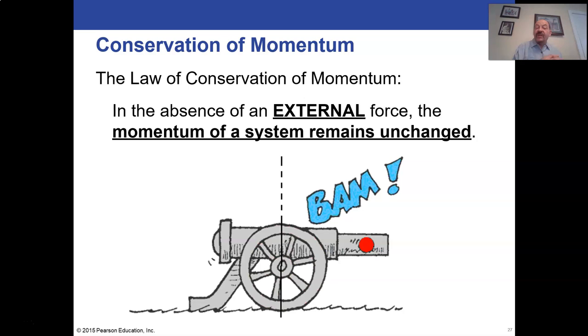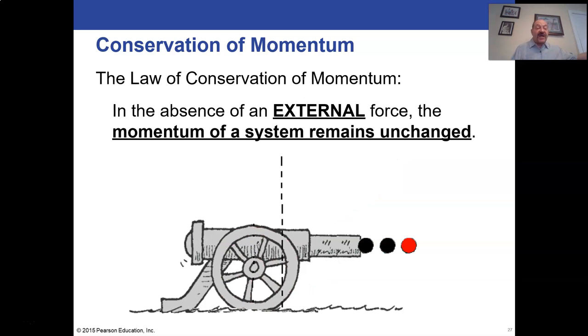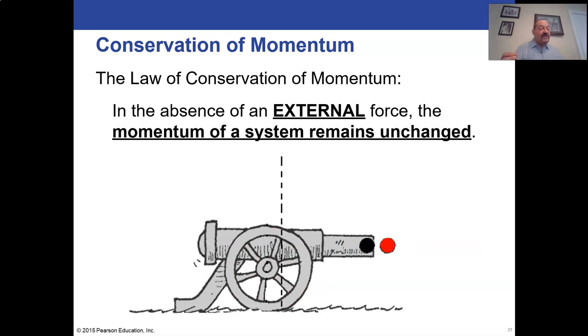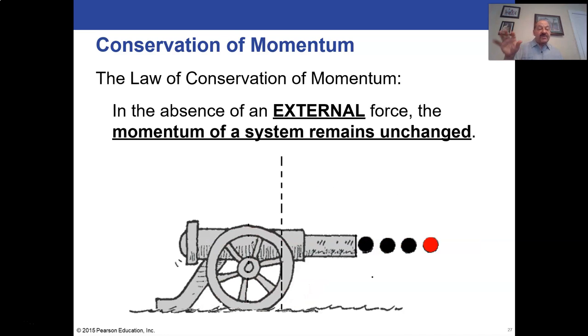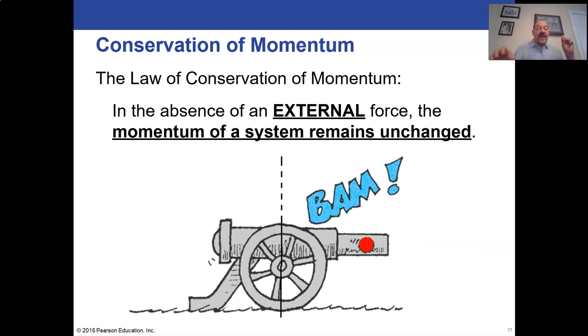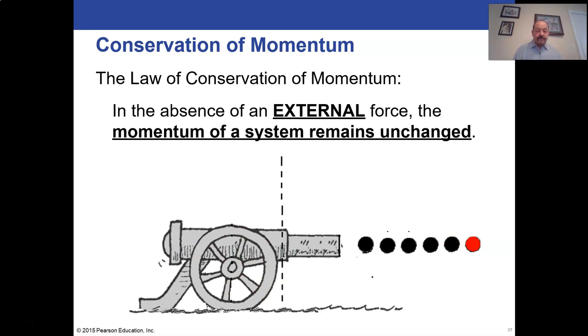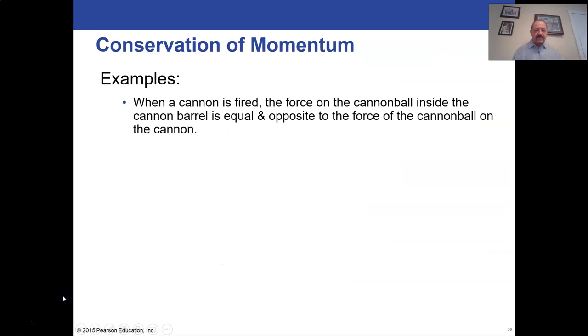The little cannonball with low mass ends up with huge velocity coming out, and the cannon with big mass ends up with small velocity going backwards, but m times v of the cannon is equal to m times v of the ball, just in opposite directions. So when a cannon is fired, the force on the cannonball inside the cannon barrel is equal and opposite to the force of the cannonball on the cannon. That's Newton's third law. The cannon is acting on the cannonball, and the cannonball is acting on the cannon.